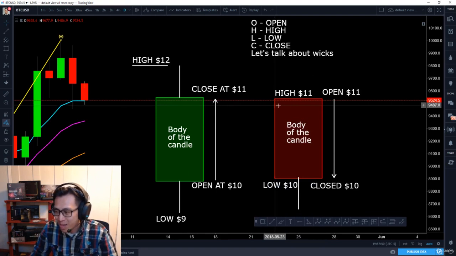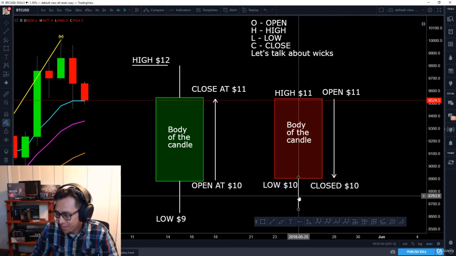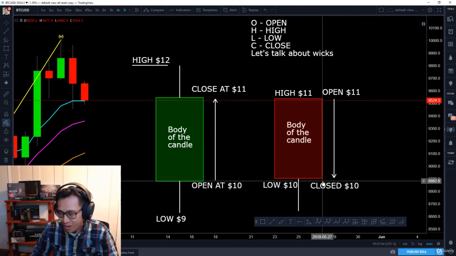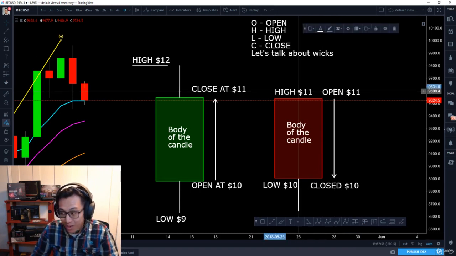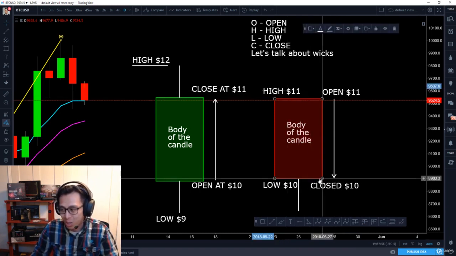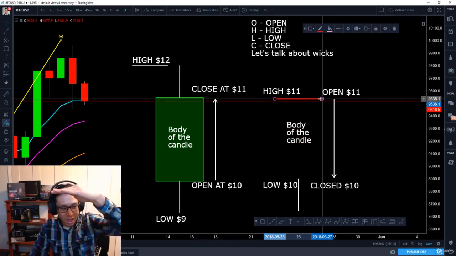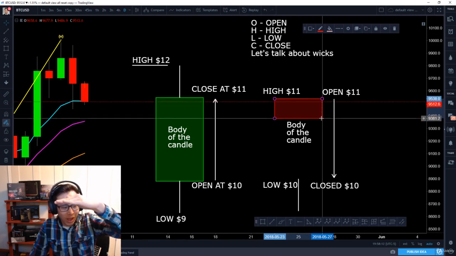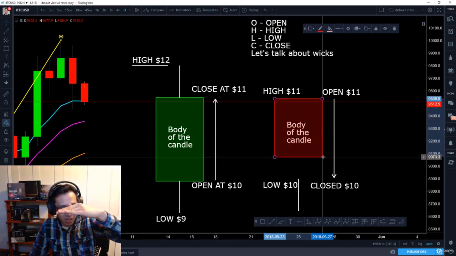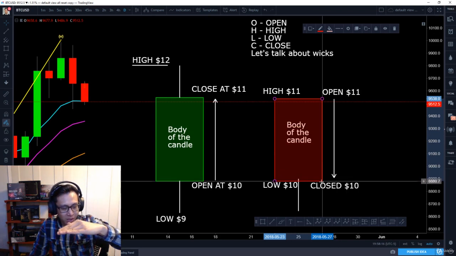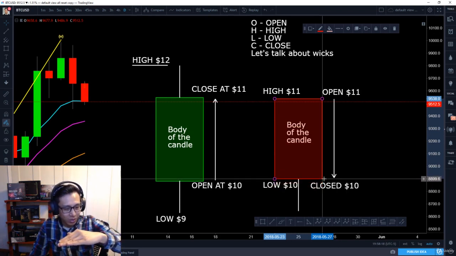So now let's look at the red candle, okay? Let's look at the red candle here, right? And let's just say that it opened at $10. So it first of all started right there. And that's also the high, right? Because this is the high at $11, and it also opened at that price. So then the market decides to sell it down, sell it down, sell it down, right?